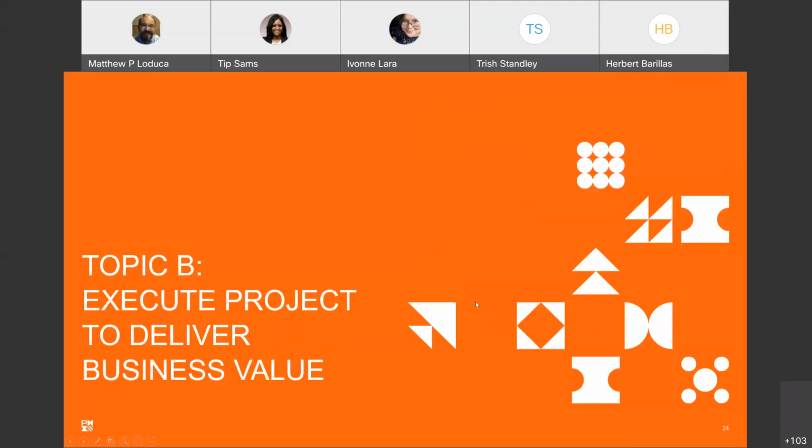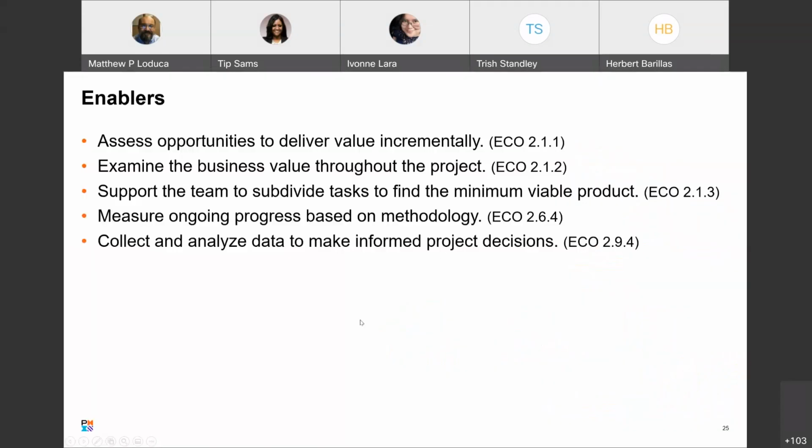Okay, so execute project to deliver business value. Just an FYI, we do some of this stuff already regularly, but this is really geared towards the agile methodology. This is part of what's at the heart of agile methodology.